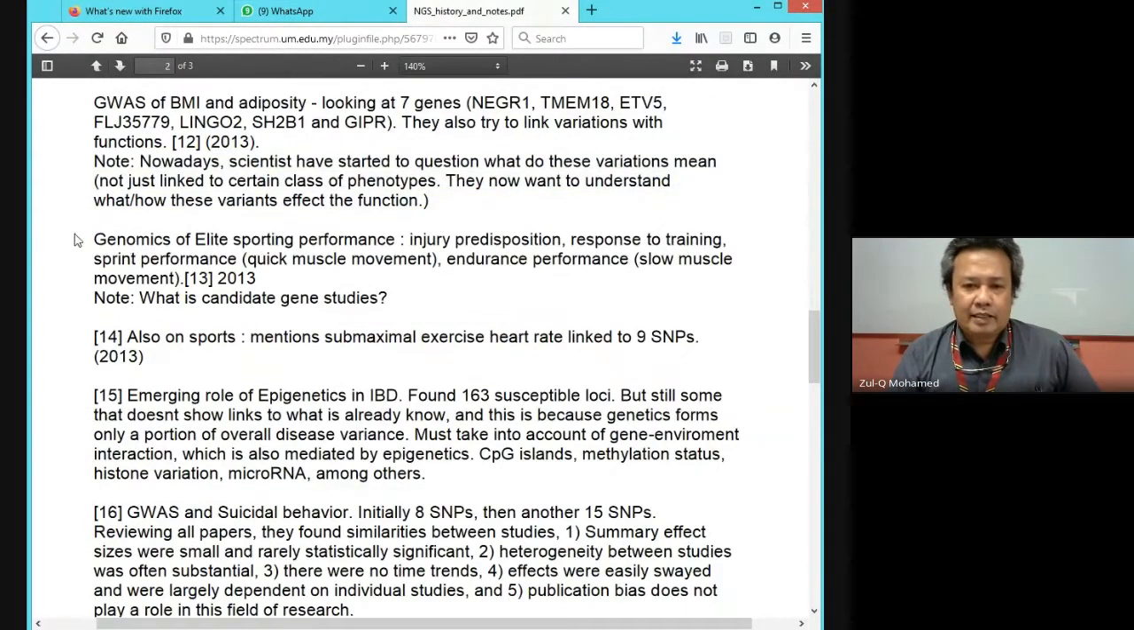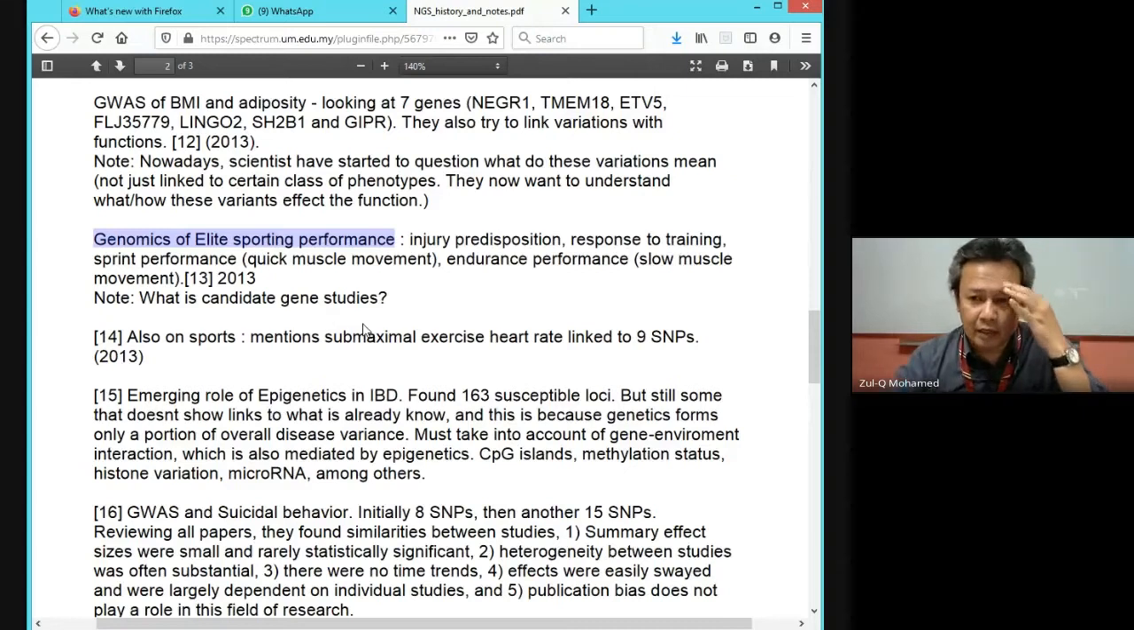Another study, genomics of elite sporting performance. When we talk about genomics, you're talking about NGS, right? Genetics is about individual genes, genomics is the whole genome. Please don't be confused about elite sports. Elite sport doesn't mean that it's for the elite group. No, elite sport is just competitive sports. You have mass sports where you play football just for fun, but competition-based ones are elite sports.